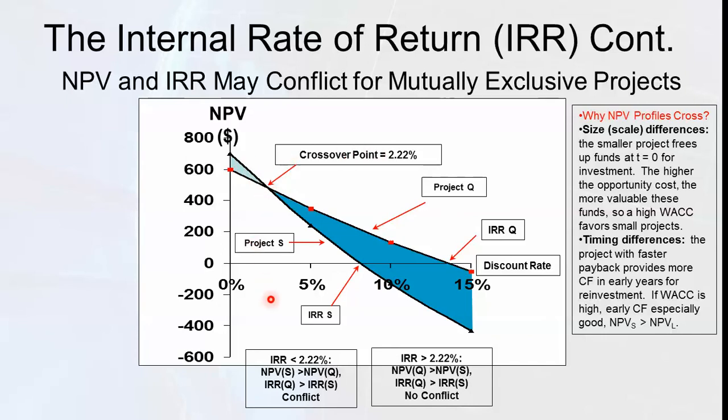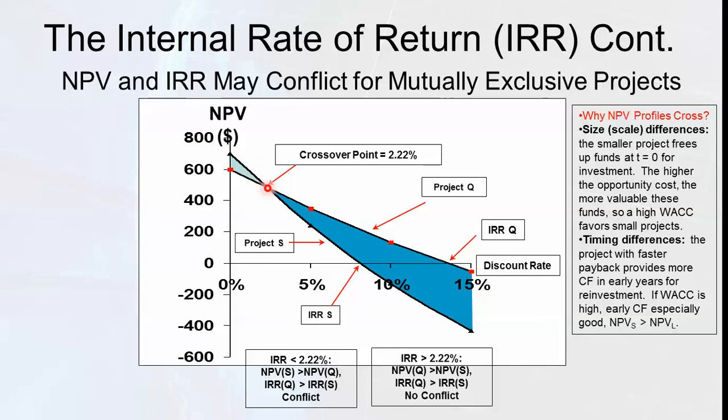Similarly, the timing difference. If there are larger cash flows in the beginning, that means projects with a faster payback period provide more resources for reinvestment. Therefore, if WACC is high, early cash flows are good. Therefore this project is more preferable.